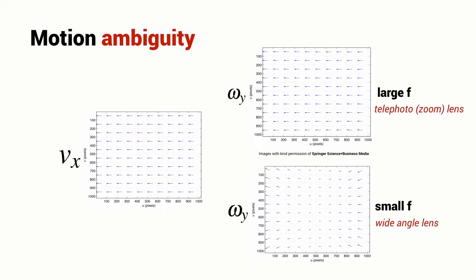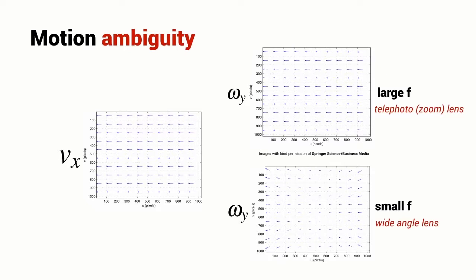On the left, we see the optical flow due to pure camera translation. On the right-hand side, we have the case for the camera rotating around the y-axis. The top graph shows the case when the camera has a lens with a large focal length. This corresponds to a telephoto or a zoom lens. And we see in this case that the optical flow patterns are very, very similar indeed.